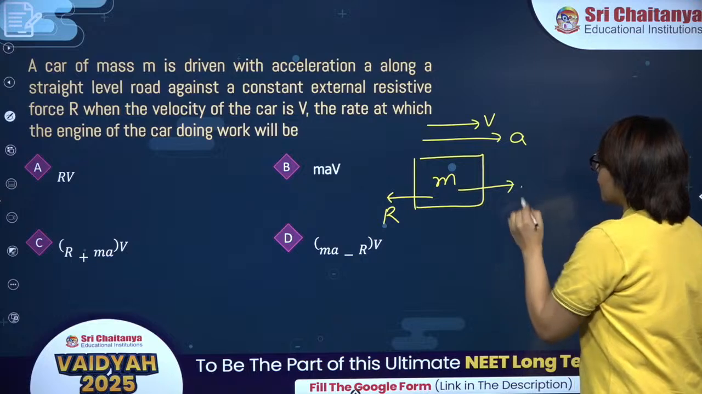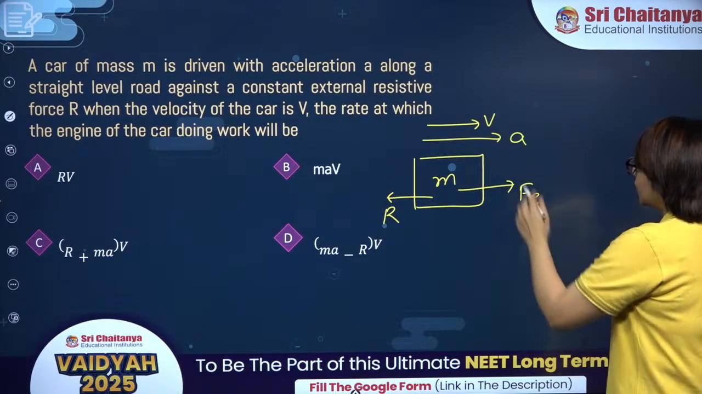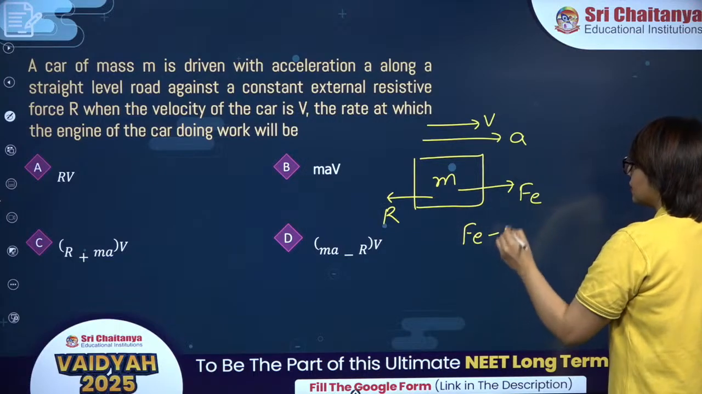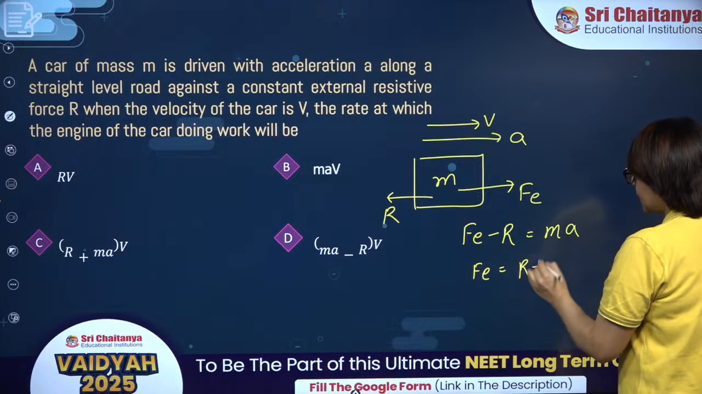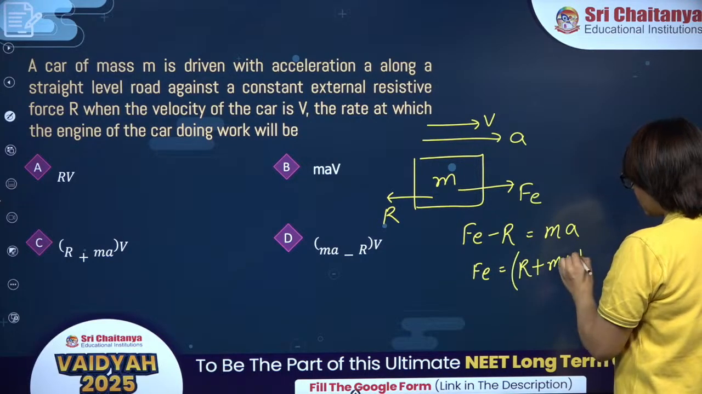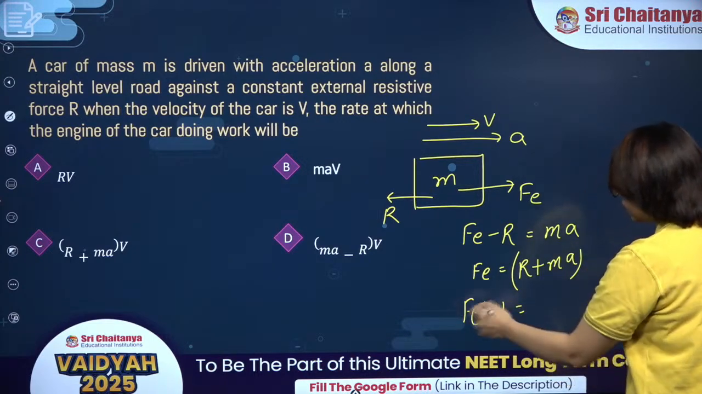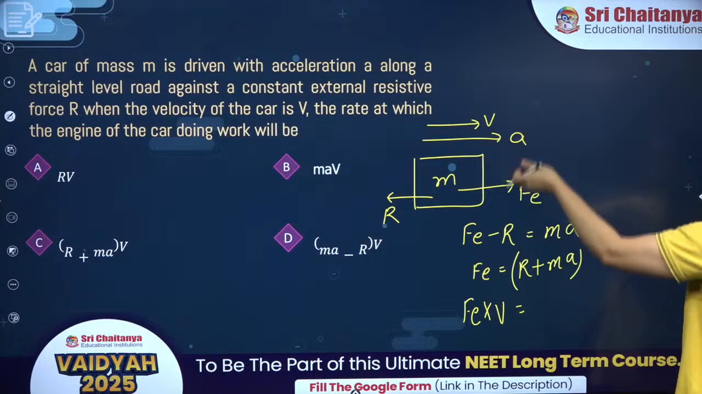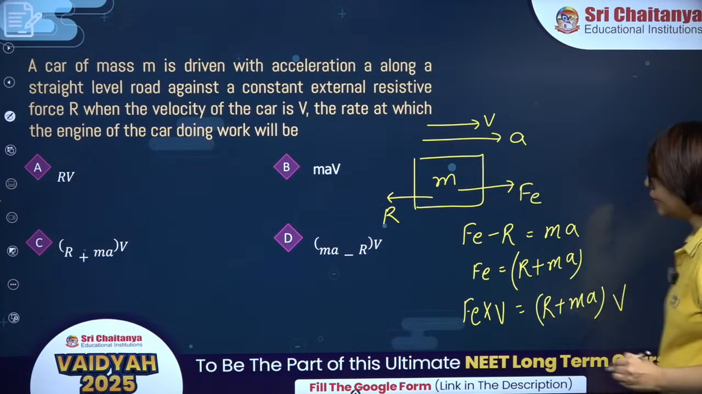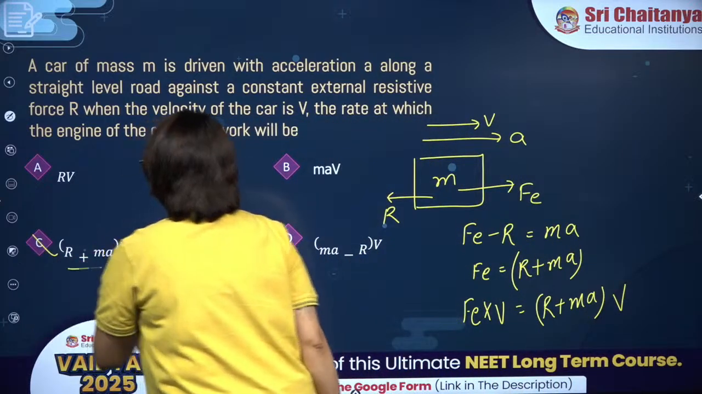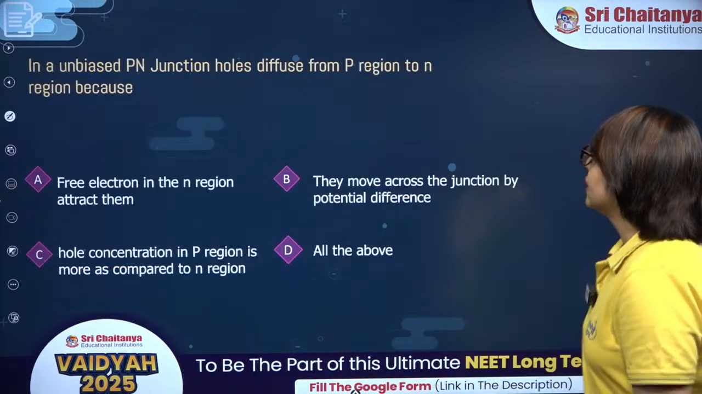So let's say the force provided by the engine is Fe in the forward direction, in the direction of acceleration. So net force on the car is Fe minus R, and it should be Ma. So force provided by the engine is R plus Ma, and rate of doing work is nothing but the power. So power of the engine is Fe into V. Force into velocity will be power because both are parallel. So it will be R plus Ma into V, right? So correct answer is option C. Fine, chaliye. All right. Next is this one.